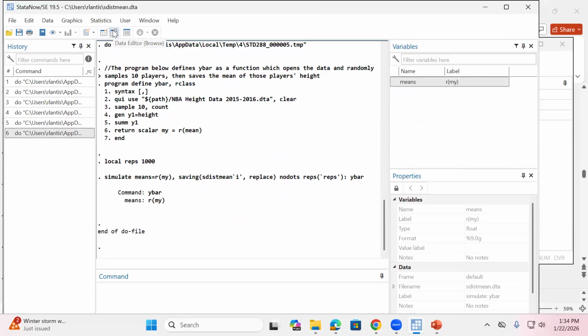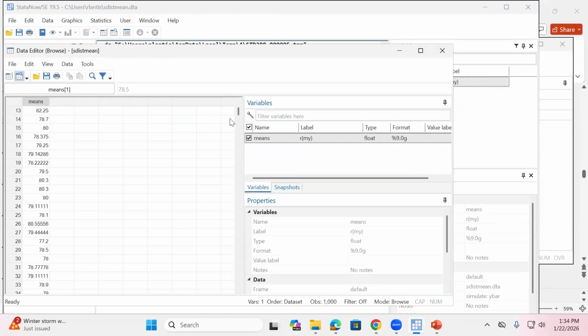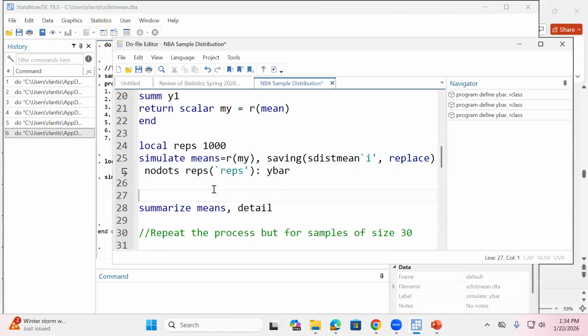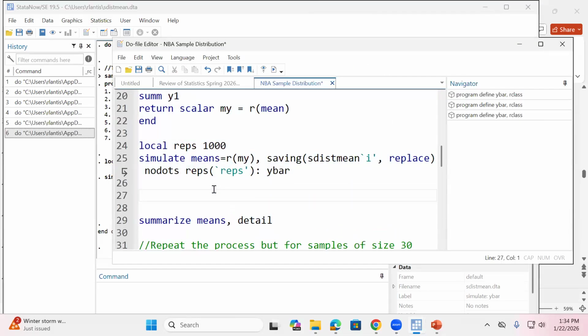So what do I now have? Instead of individual player data, I now have 1,000 different sample means, okay? So how could I look at the distribution based off what we've talked about? How could I look at the distribution of those sample means? What's a command that we use to just get a quick look at the distribution? That histogram, right? That hist command, right?